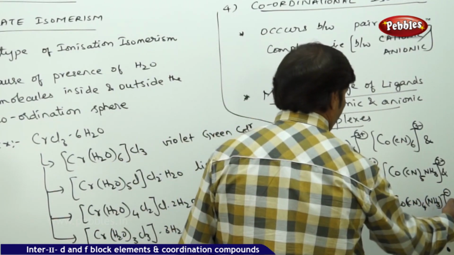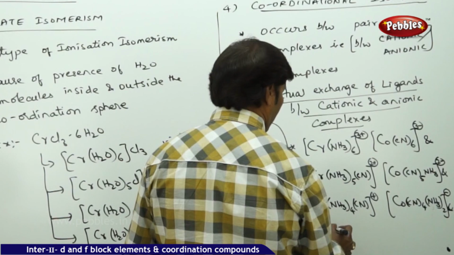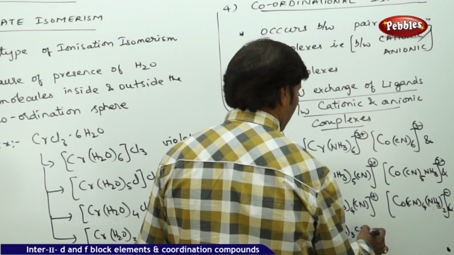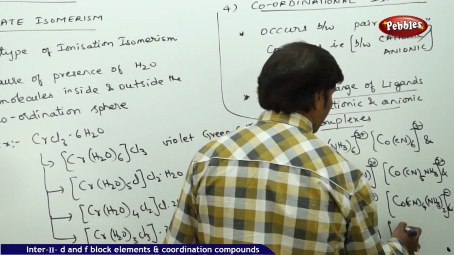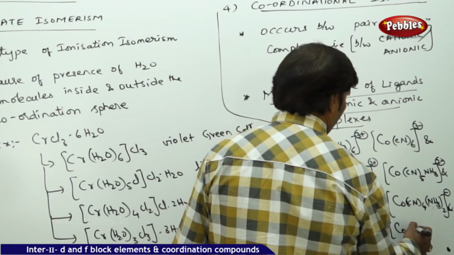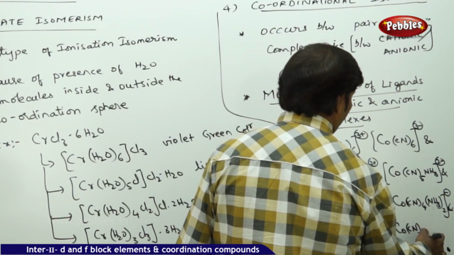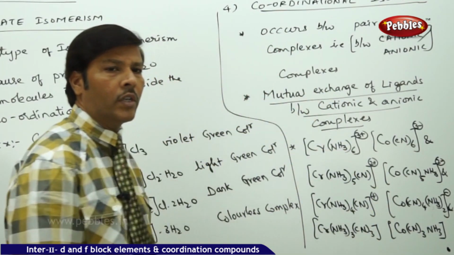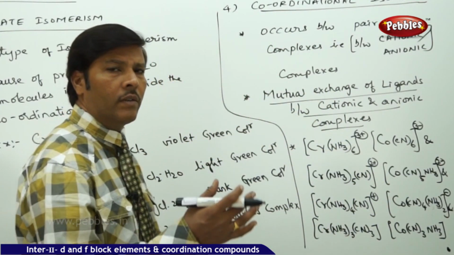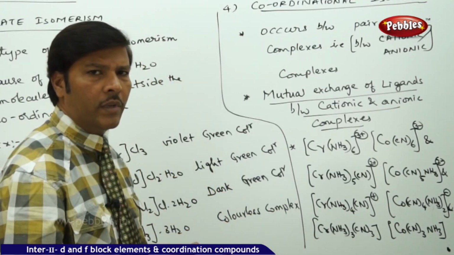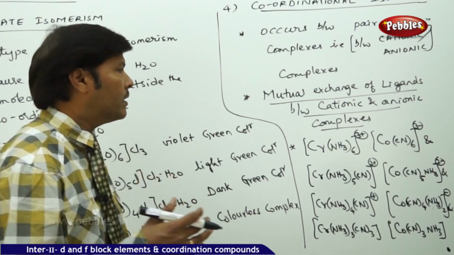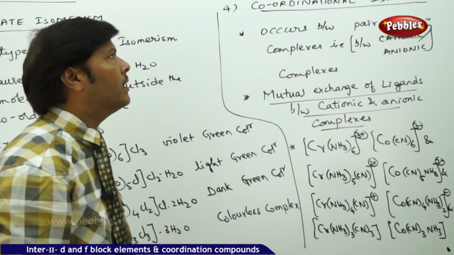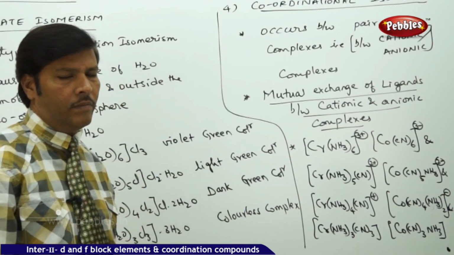And you can write chromium of NH3 taken 3 times and cyanide taken 3 times, then here also you find cobalt of cyanide taken 3 times and NH3 taken 3 times. Neither of the complexes will try to acquire positive charge. So you are finding that there is a continuous exchange of ligands taking place between the cationic complex as well as the anionic complex, and that will result in the mutual exchange of the ligand between cationic and anionic complexes, and that will result in coordination isomerism.